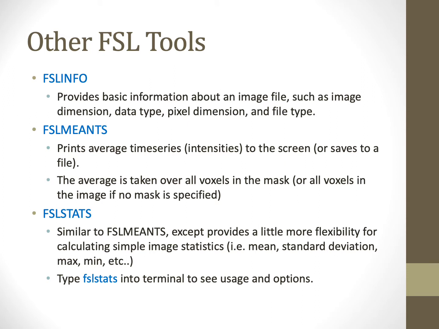fslinfo provides basic information about an image file, such as image dimension, data type, pixel dimension, and file type. fslmeants prints average time series intensities to the screen or saves to a file. The average is taken over all voxels either within the mask that you specify or all voxels in the image if no mask is specified.